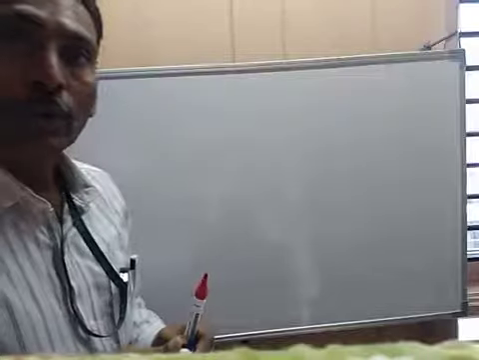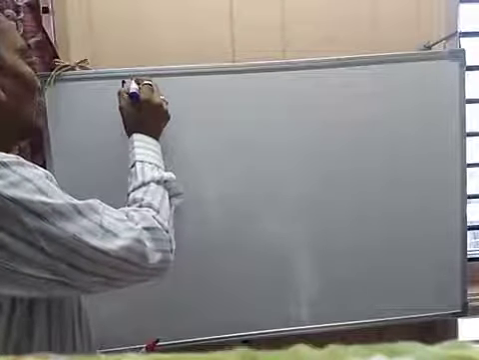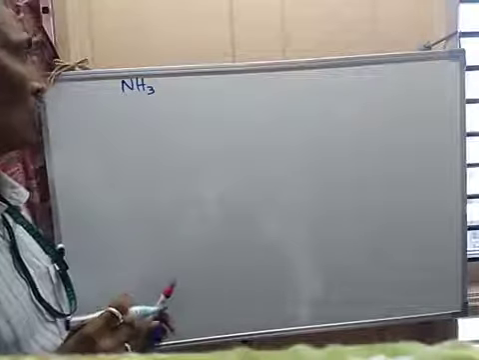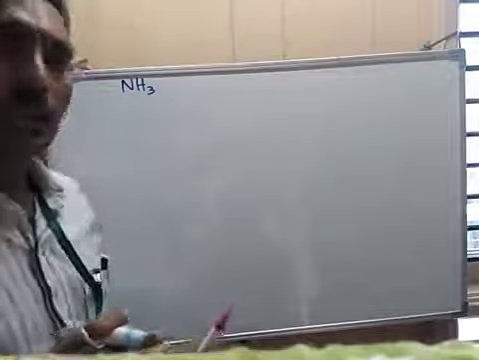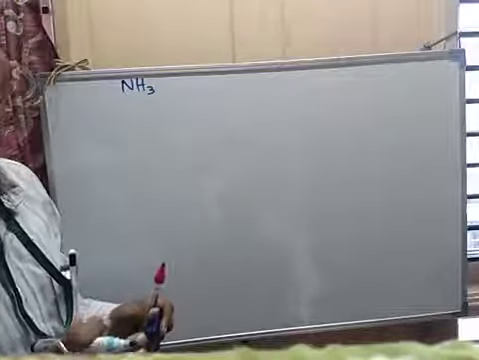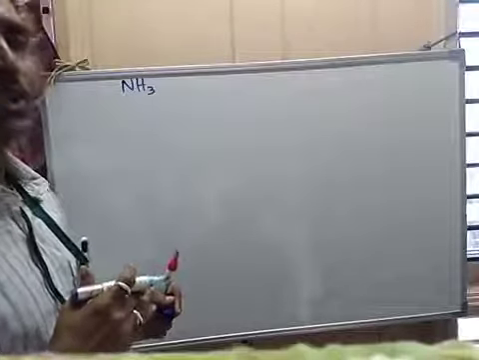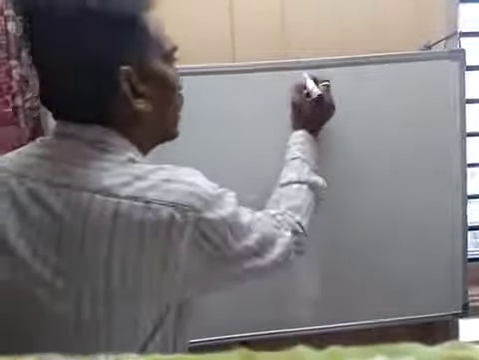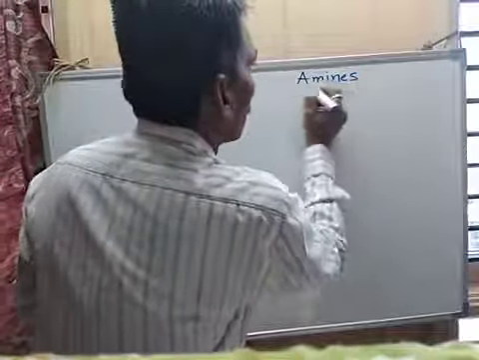The well-known compound used by you in the laboratory is ammonia. In ammonia, 3 hydrogen atoms are there. If you are replacing one or more hydrogens from ammonia, you will get resulting compounds which are known as amines. So the present topic is amines.